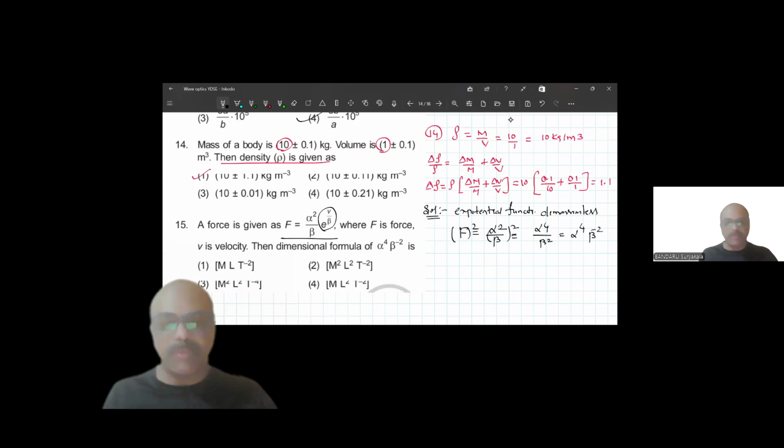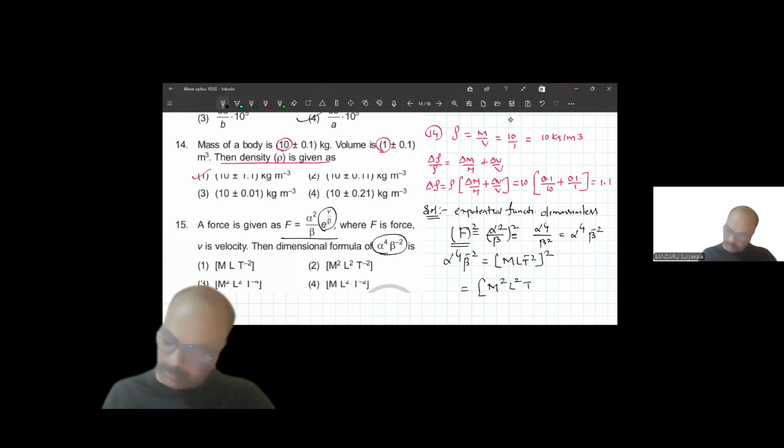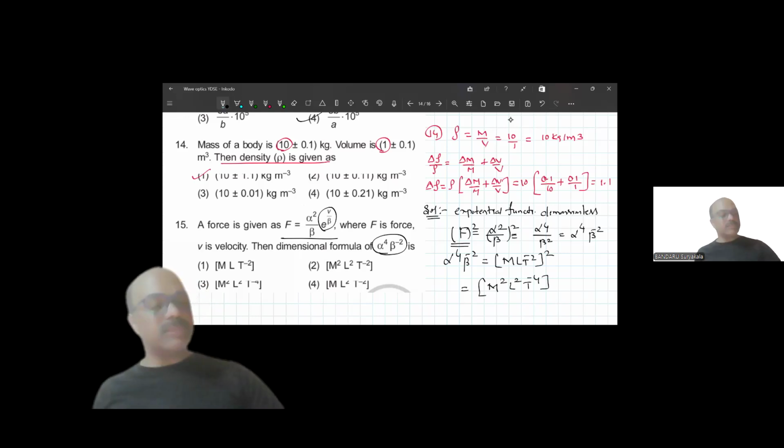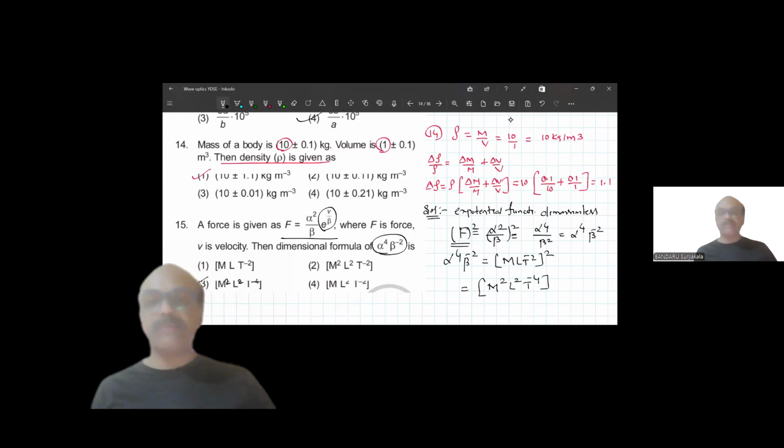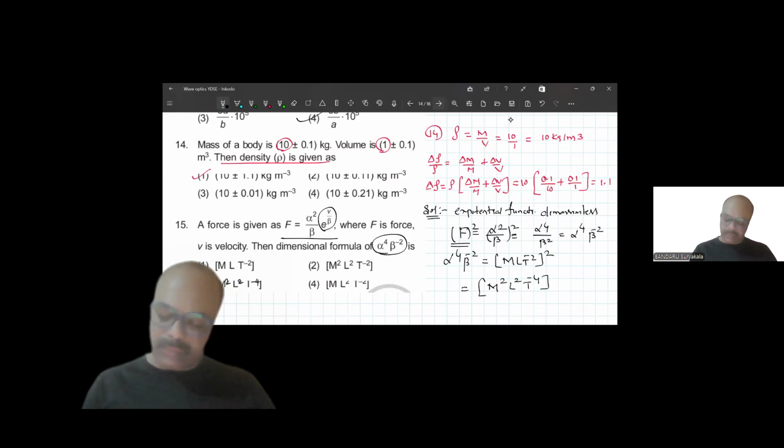Because in the problem they ask this only. So alpha power 4 beta power minus 2 equals F square. F square means M L T power minus 2 whole square. So it becomes M square L square T power minus 4. Check which is the correct answer. This. Yeah. Next.